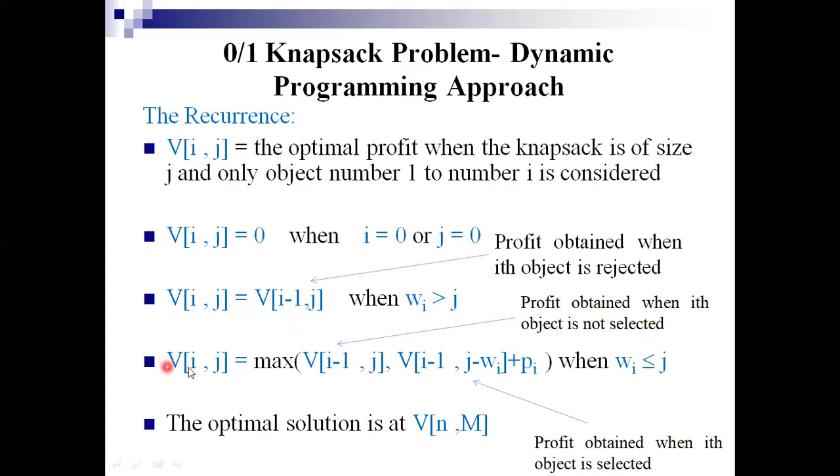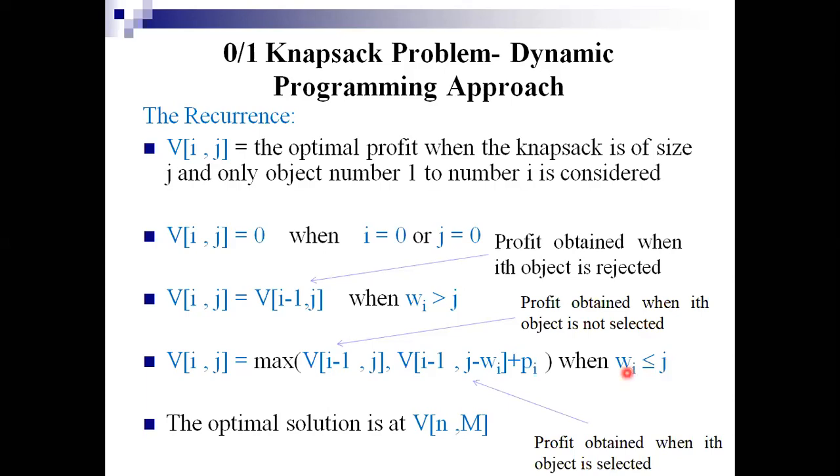Next is V of i comma j. Next scenario is wherein the weight of the ith object is less than or equal to j. So the profit that I consider by selecting the ith object being rejected here. Now here I should consider the ith object, because the weight of the ith object is less than or equal to the capacity j.